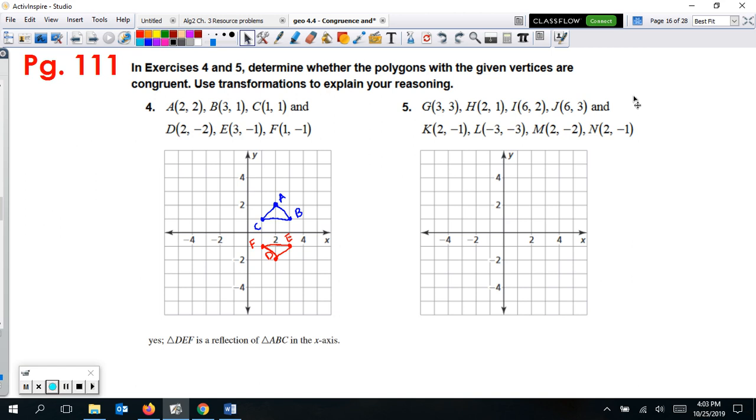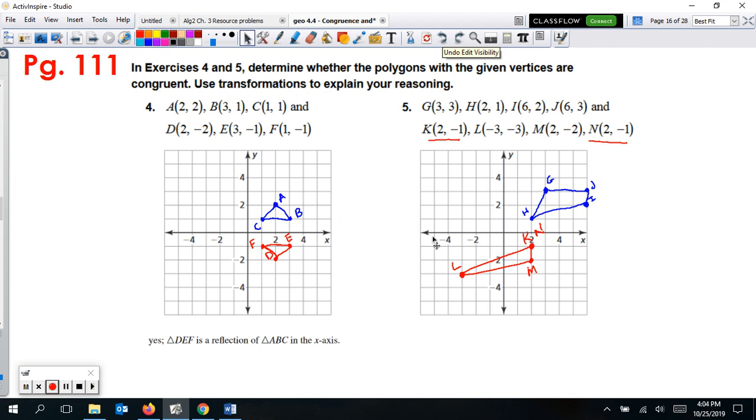Alright, so hopefully you got these down on your coordinate plane. So our figure for G, H, I, and J should be up here in the first quadrant. It should look like that. And then for K, L, M, and N, if you start plotting those points, you can see K is right there at 2, -1. L is -3, -3 over in the third quadrant. M is 2, -2 right there below the K. And then N says 2, -1, which is the same exact point as K. And so, you really only have 3 points in that one because K and N are exactly the same point.